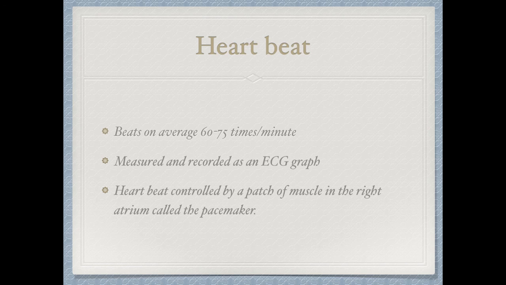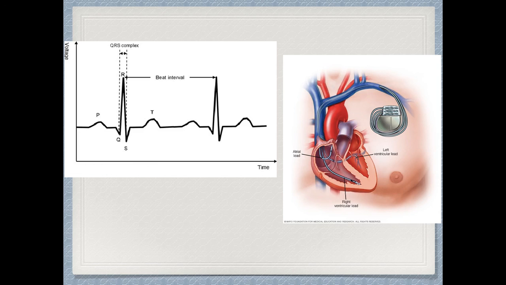Now, if the original pacemaker stops working, then an artificial one could be inserted into your heart. Now, these artificial ones can last up to 10 years before they have to be replaced. Now, here's a picture of an electrocardiography graph, and on the right-hand side, here's a picture of how the artificial pacemaker works. Now you can see that it has this electrical metal wire inserted into your heart to help it beat, basically control the beating.